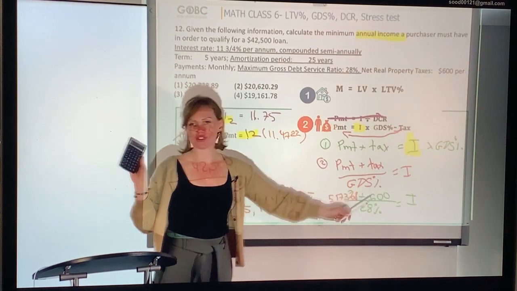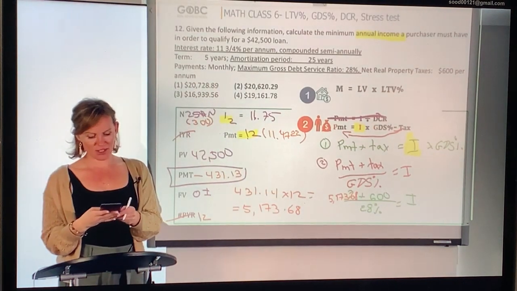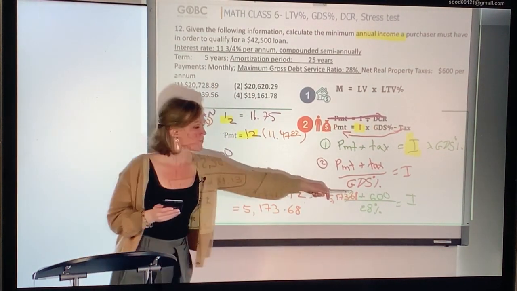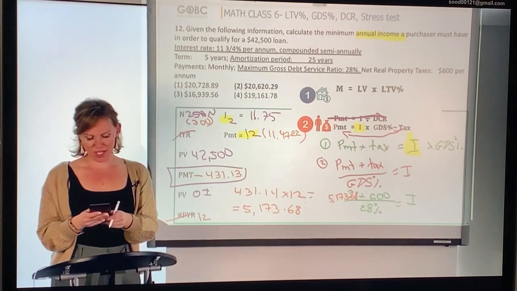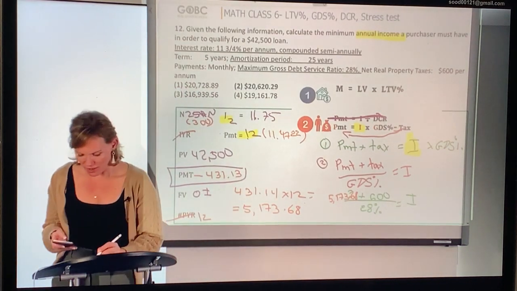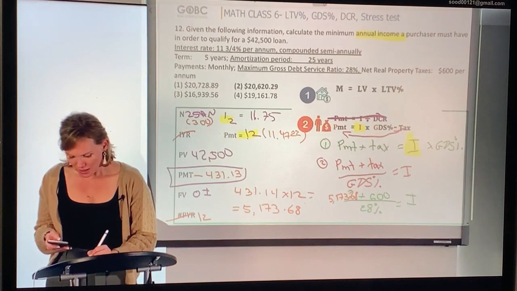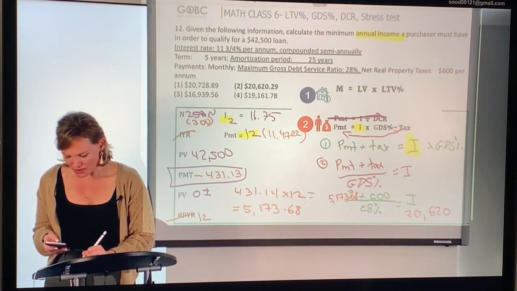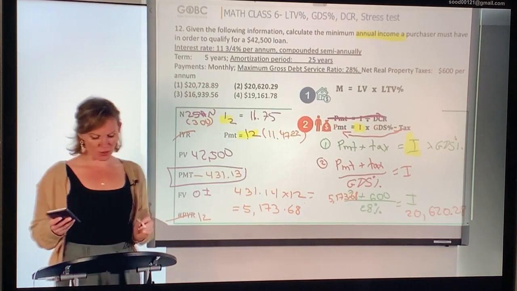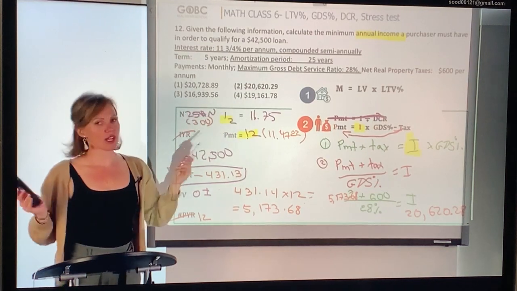So while you have it on your screen, you just do regular plus 600. Press equals. Always press equals before you divide, okay? Then divided by 28. Press divide 28%, okay? Press regular equals again. And it should come up to 20,620.28, okay? So that's what I got. 20,620.29, doesn't matter. We're good.